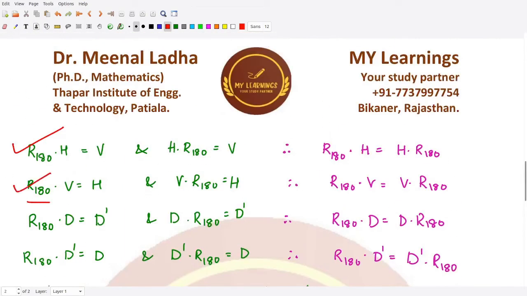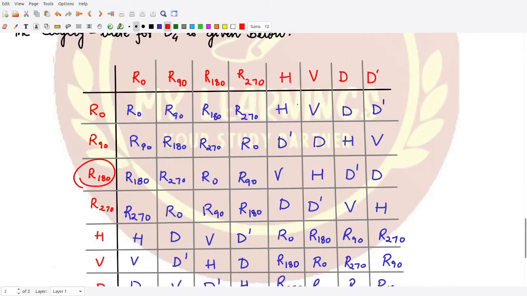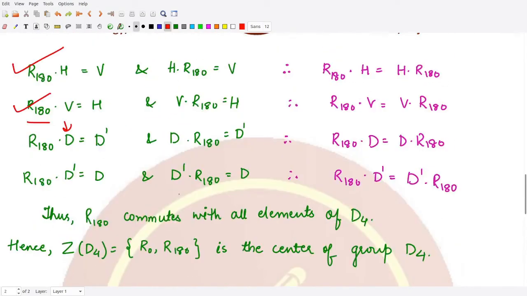What about its commutativity with D? R180 is here, D is here, so your answer is equal to D dash. And the other way around, the composition of D with R180 is also equal to D dash. So you see both the answers are the same, right? So that means R180 commutes with D, right?